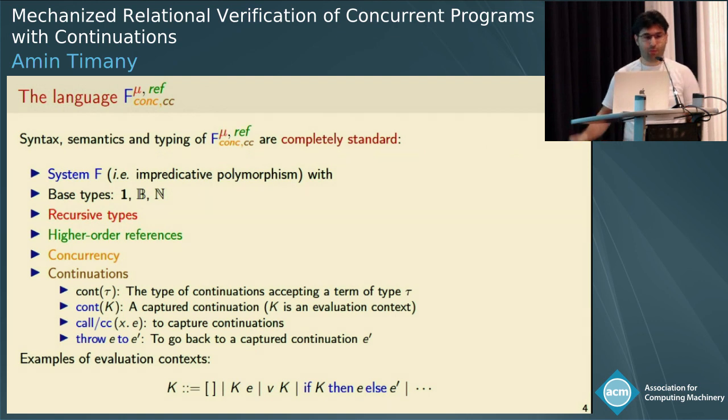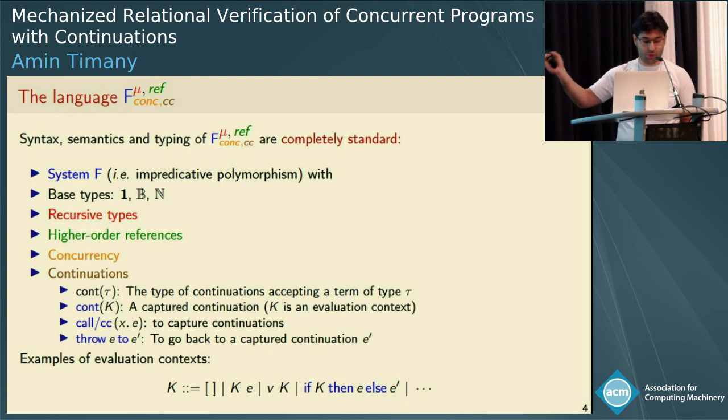All right, let's look at the programming language that we consider. It's a variant of System F with recursive types and higher-order references. Again, you can store code, as in continuations or functions, in memory. You have concurrency and you have continuations. Everything here, the typing rules, syntax, and semantics, is all standard.